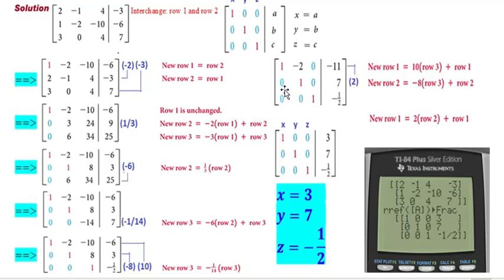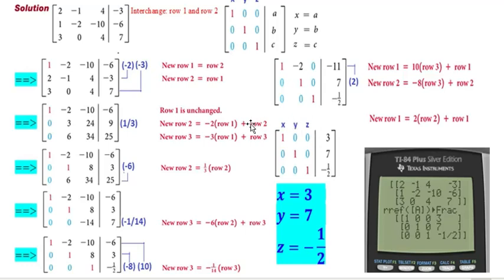Then multiply row number 2 by 2. 2 times 0 is 0. 0 plus 1 is 1. 2 times 1 is 2. 2 minus 2 is 0. 2 times 0 is 0. 0 plus 0 is 0. 2 times 7 is 14. 14 minus 11 is 3. Now we have reduced echelon form, where you have 1 in the diagonal, zeros below the diagonal, and zeros above the diagonal. And the result is 3, 7, minus half. That is x equals 3, y equals 7, and z equals minus half.